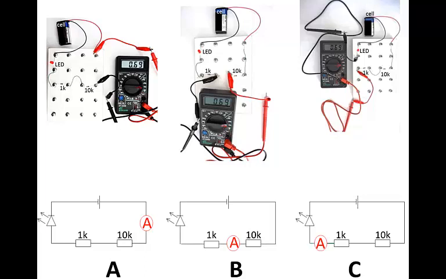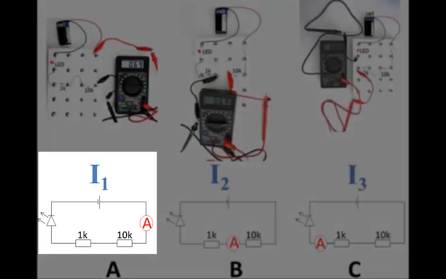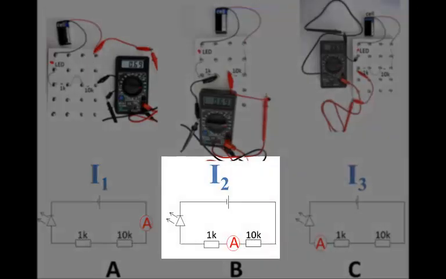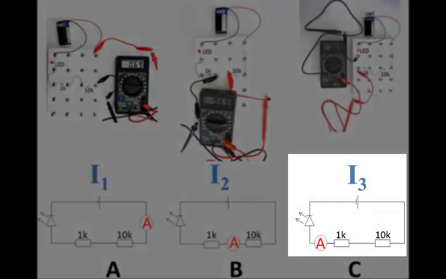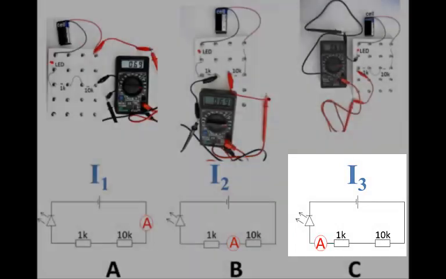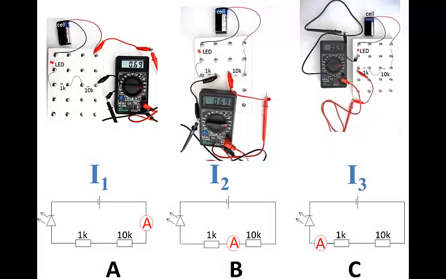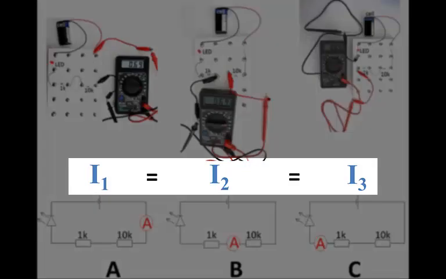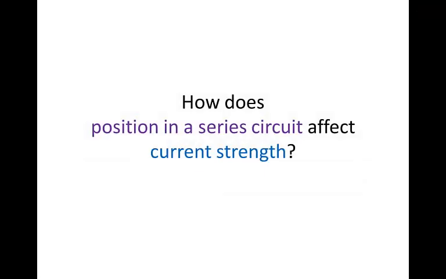We can call the current strength at the start of the circuit, the one that I measured in A, I1. The one at the middle, I2. The one that I measured in circuit C, I3. So for the same series circuit, just for different positions in the series circuit, I1 equals I2 equals I3. So let's answer our question. How does position in a series circuit affect current strength?